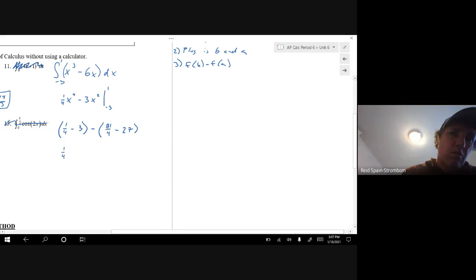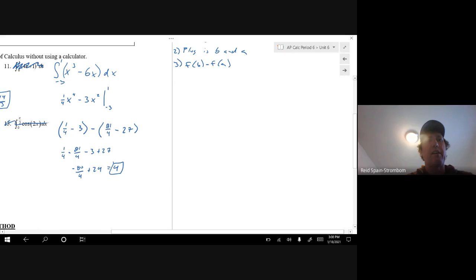I'm going to change the order of things. 1/4 minus 81/4 minus 3 plus 27. Well, if we look at 1/4 minus 81/4, that gives us -80/4, which is -20. And then we have -3 plus 27 gives us positive 24. And so we end up with 4, which is what our calculator gave us. Okay, cool. So now we can actually find the area under the curve.